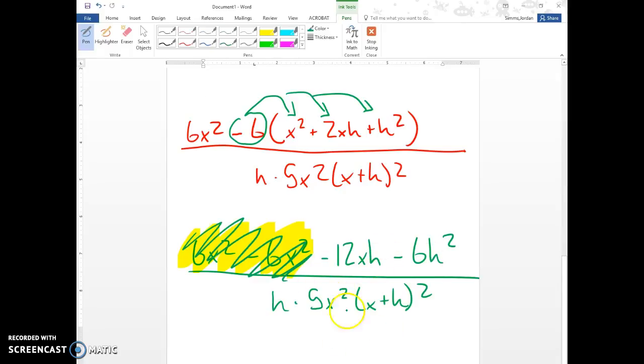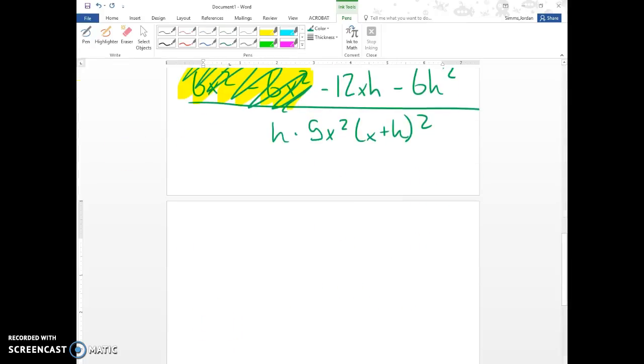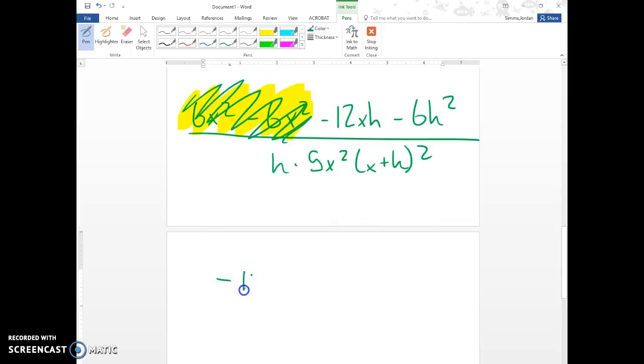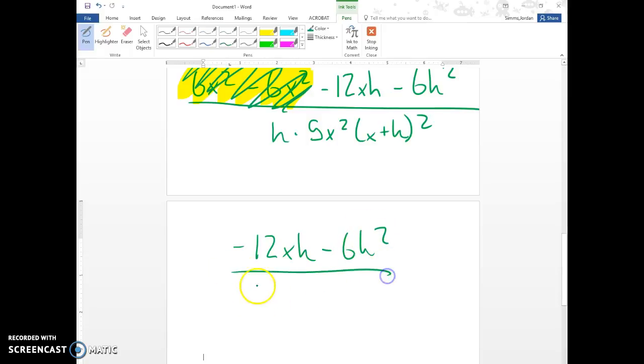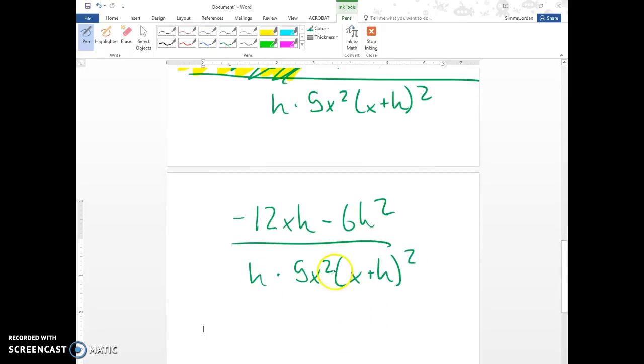Nothing really else we can do, except I need another page again. So let me just rewrite what we have a little bit. I have negative 12xh minus 6h squared over h times 5x squared times x plus h squared. It always skips. That's the bane of my existence. Leaving everything factored, so this is essentially it.